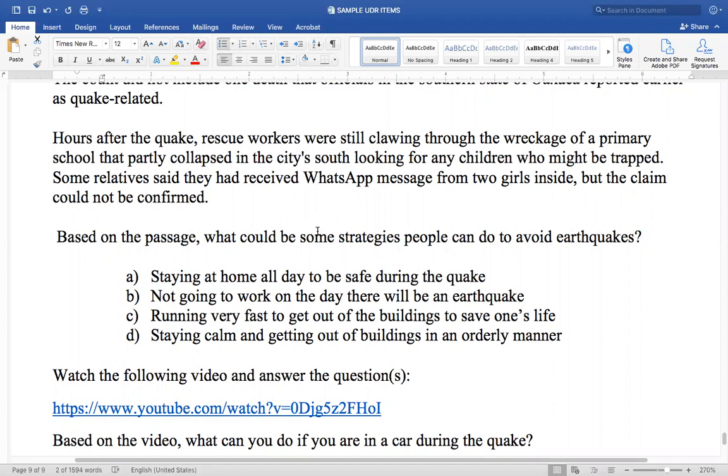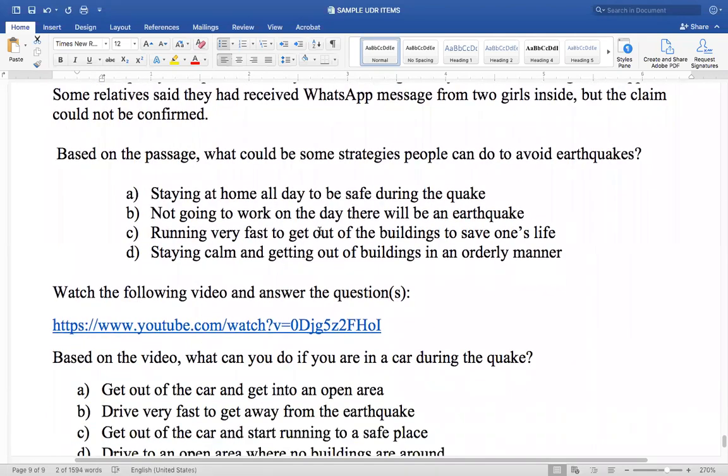So that's the article, right? Based on the passage, what could be some strategies people can do to avoid earthquakes?